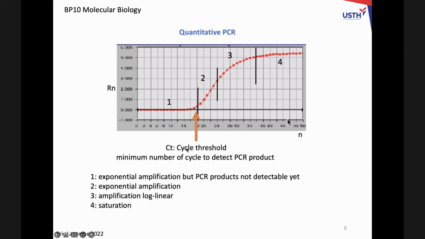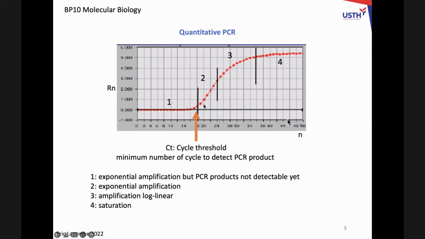But starting from one point that we call CT, it's an important point. CT is the number of the cycle from which the quantity of PCR product goes just above the threshold. Then we've got phase number 2, which is an exponential phase of increased quantity of the PCR product. Then it settles down, and at the end we arrive at a saturation, the plateau. So in qPCR, this is the evolution of the number of PCR product in a PCR reaction.